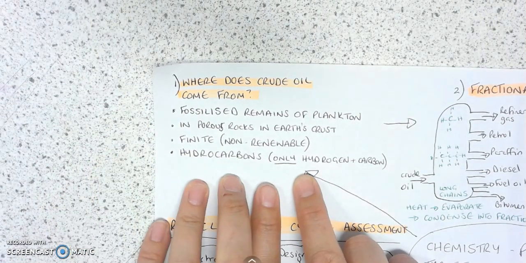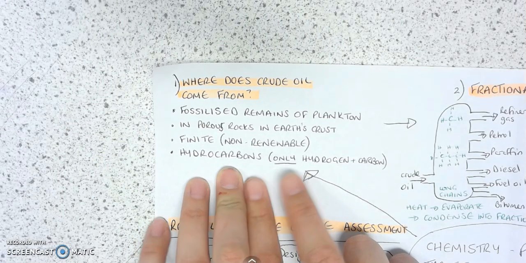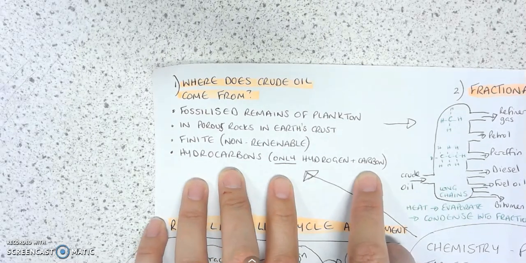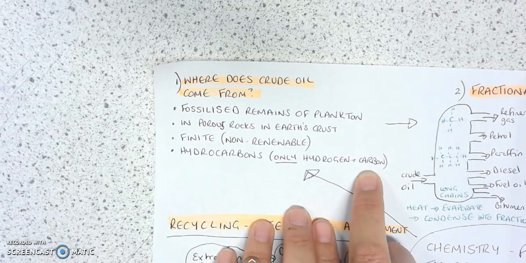If you're asked the question, what chemicals are in hydrocarbons, then you must use the word only. Only hydrogens and carbons. Usually that's a 2-mark question because they want you to say it's only those chemicals in there in the first place.